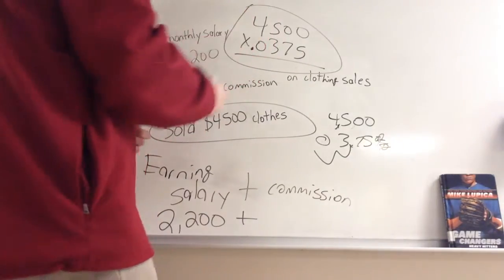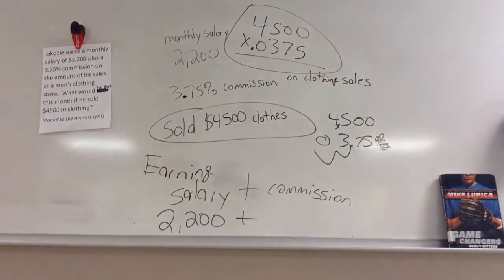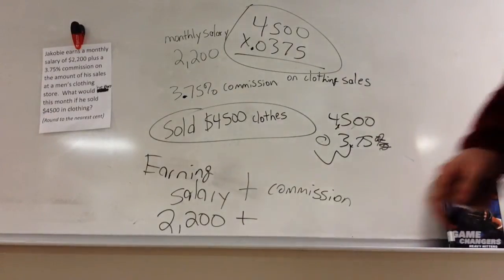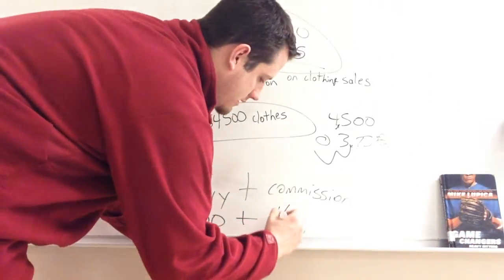Once we get the answer to 4,500 times 0.0375, we'll know how much commission he makes. Well, it's $168.75.